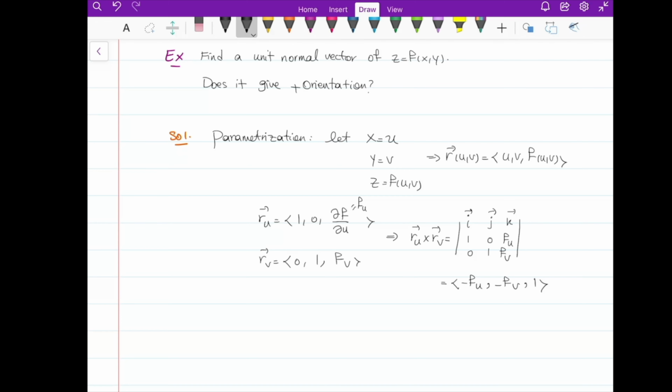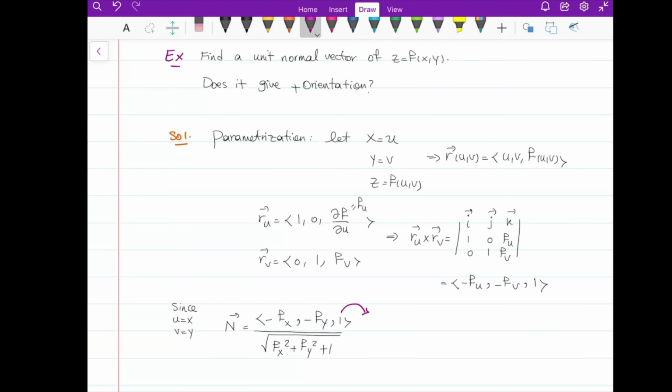Okay, so now I need to find the unit normal vector. That's why I need to divide this by its length to make it have length 1. And notice that since u is equal to x and v is equal to y, I can use f with respect to x instead of writing f with respect to u, because my parameter u is equal to x. Okay, and then negative f with respect to y, and then 1, divided by its length, which is the square root of f_x squared plus f_y squared plus 1.